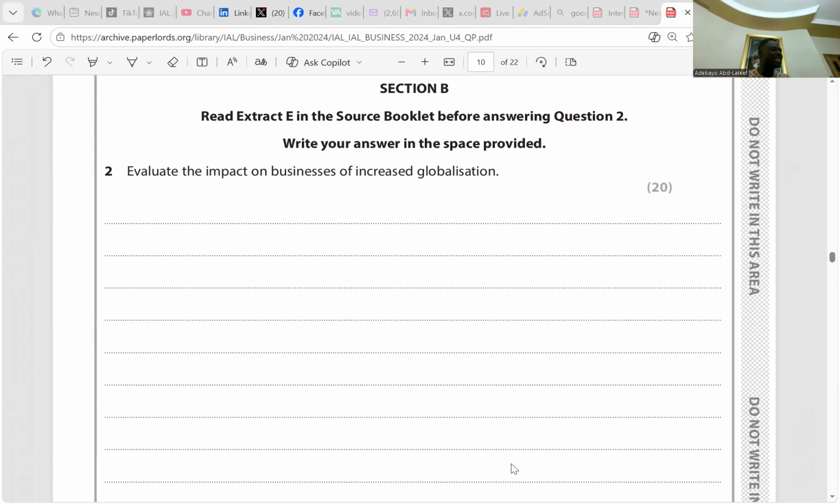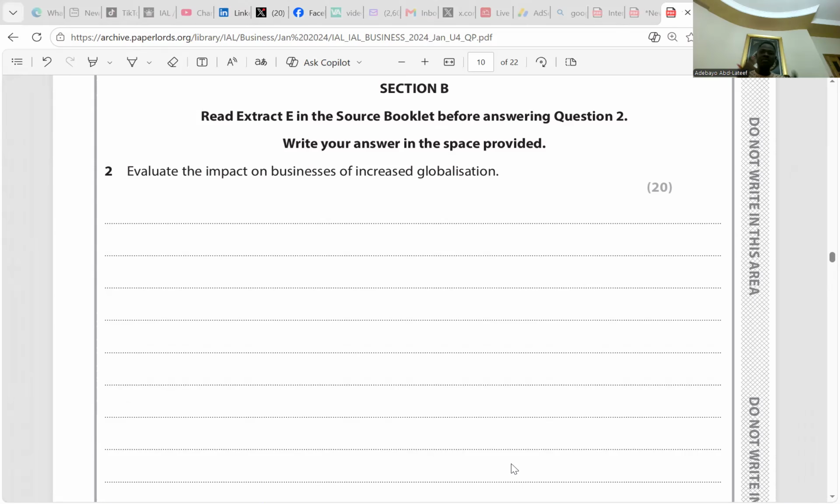Globalization is the interconnectedness of the world economies. Globalization brings about market opportunities and threats. So with globalization, there's opportunity in the market and there are threats in the market. We start with the opportunities. Globalization will allow businesses to trade in different countries, which may in turn lead to more sales and increased profitability.